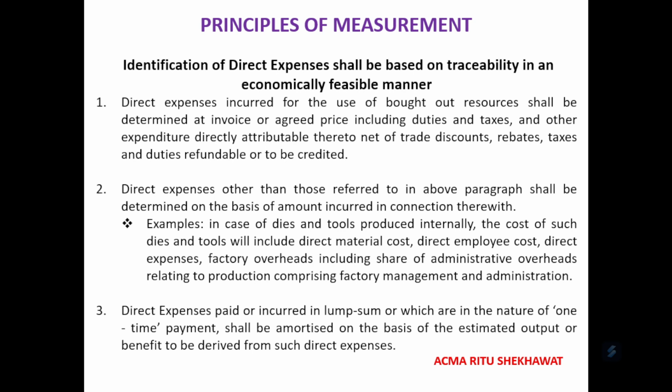So this says that if you purchase something and direct expenses are incurred in relation to that, then how do we get to know the value of direct expenses? That is from the invoice value or agreed price including duties and taxes, but net of duties and taxes that are non-refundable, where no ITC is available. If ITC is available, then we have to net it off, and other expenses directly attributable to this product. So this is the first point.